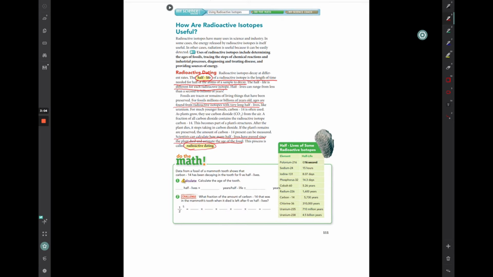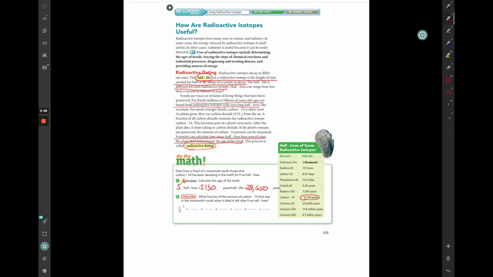So for example, if we do the math here at the bottom, it tells us that data from a fossil of a mammoth tooth shows that carbon-14 has been decaying in the tooth for 5 half-lives. So if we know that there have been 5 half-lives, and we know from over here that the half-life is 5,730 years, you do the math, and we find then that this fossil would be 28,650 years old. So that's how they use the half-life to determine the age of a fossil. So 5 half-lives, each half-life takes 5,730 years.